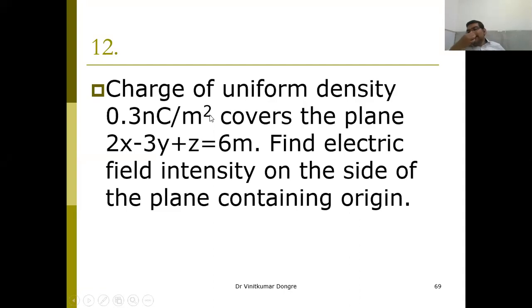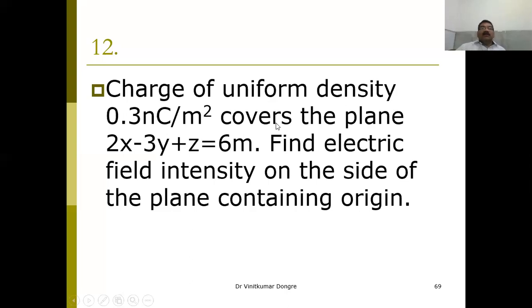Which charge is this? Surface charge or line charge? Anybody, quickly? Which charge is this, 0.3 nanocoulomb per meter square? Whether it will be the surface charge, line charge or volume charge? Surface charge. Correct. Why surface charge? Sir, it is meter square. Yes, correct. So you have to be very cautious.